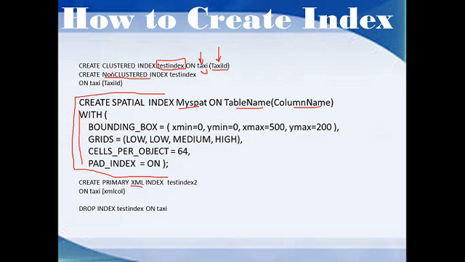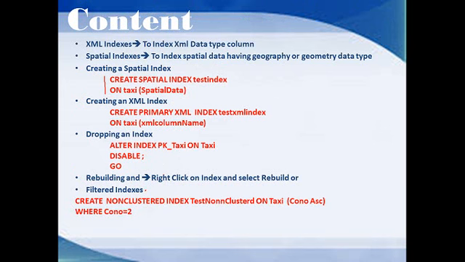And when we come to XML, we have to specify just create primary XML index, and then we have to specify the rest. But make sure that before you create an XML index, you need to have a primary index, that is a clustered index. Without having a clustered index, it's impossible to create the XML index.